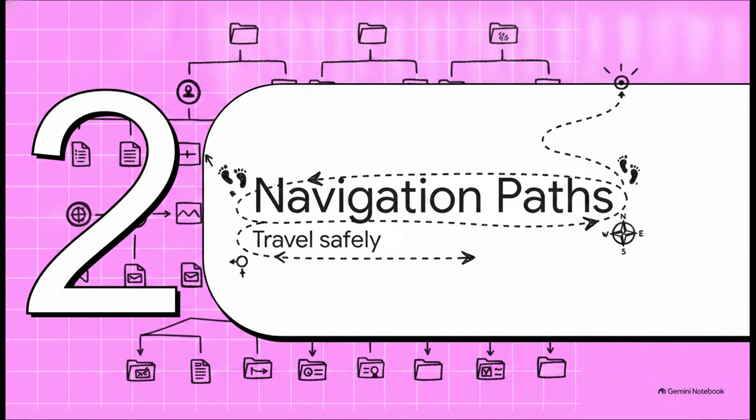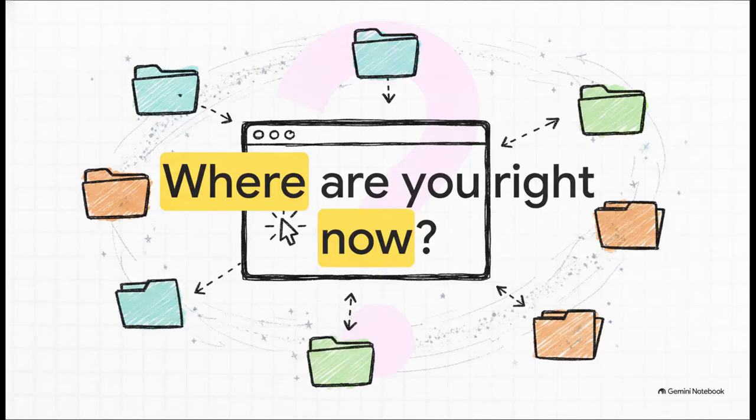Section 2. Navigation and path awareness. How do I travel safely? Now that we have a map, we actually have to move. When you drop into the shell, you are always somewhere. You're never just floating in a void. Which brings up the most important question any explorer can ask.